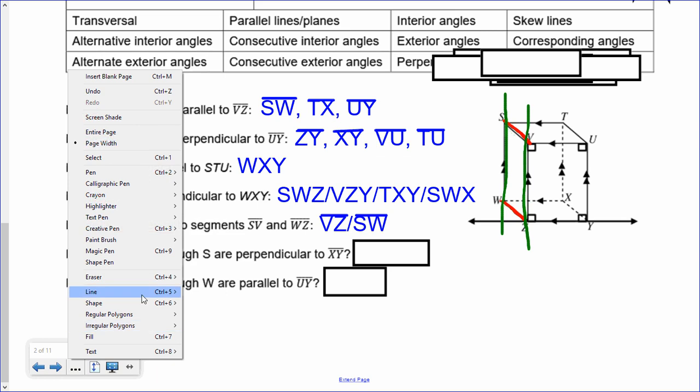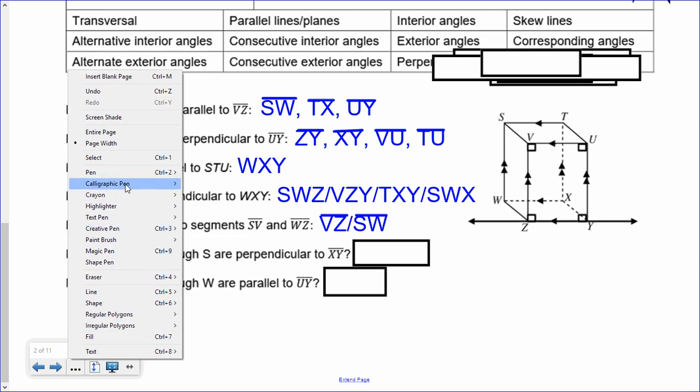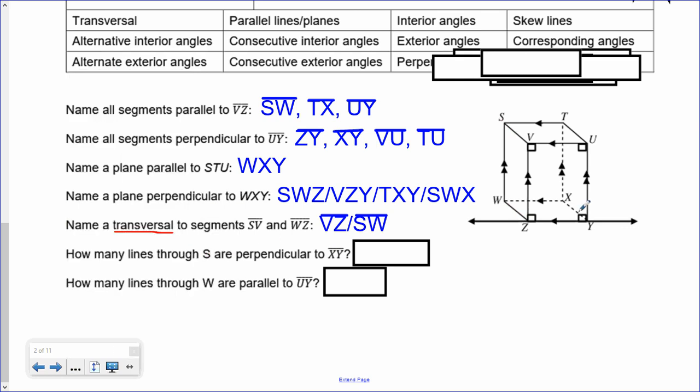Alright, the next question says, how many lines through S are perpendicular to XY? XY is right here, and S is right here. So they're asking, how many lines can you draw through S? That means you have to have S in your line, so it could be SV, ST, or SW. I want to know how many of those would be perpendicular to XY.